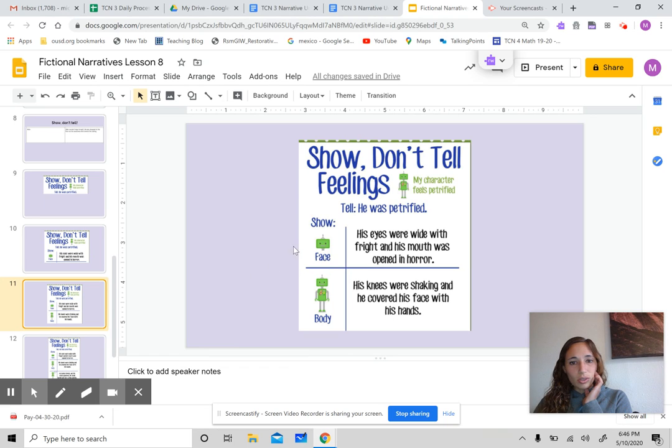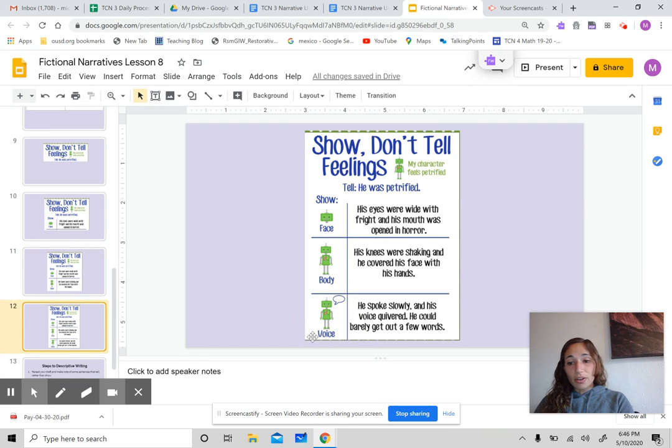And not only can you think about the character's face and body, but you can also think about their voice. He spoke slowly and his voice quivered. Quivered means when you're so scared, sometimes your voice does this little thing where it gets all scared and you can see it and hear it. So as a reader, we can even picture as we read his voice quivering. He could barely get out a few words. Wow. So all of this put together shows us that he was feeling petrified or scared.